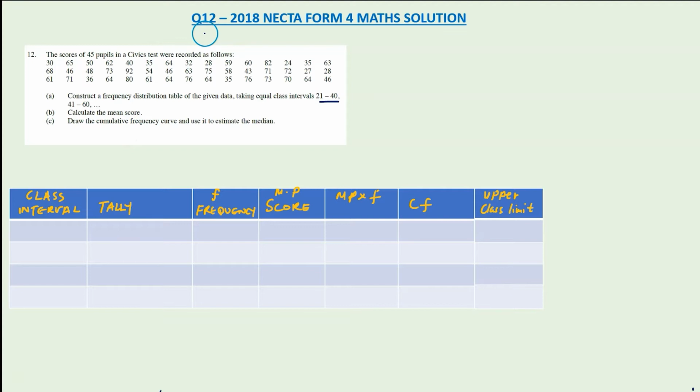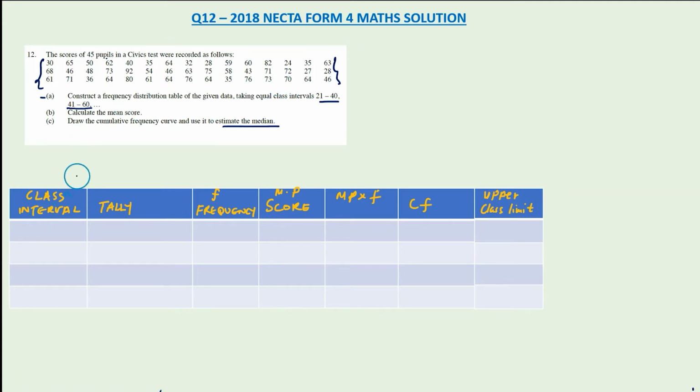I'm going to solve question 12 from NECTA 2018 Form 4 past paper. We are told the scores of 45 pupils in a civics test were recorded as follows. So we've got all these scores. We are asked to construct a frequency distribution table for the data, taking equal class intervals of 21 to 40, 41 to 60, etc. And then B, we need to find the mean score. And then C, we need to draw a cumulative frequency curve and then use it to estimate the median.